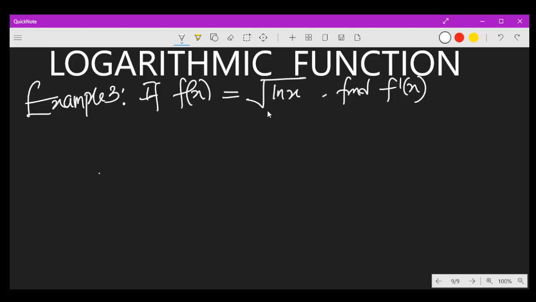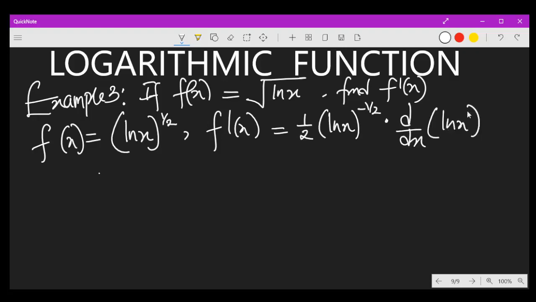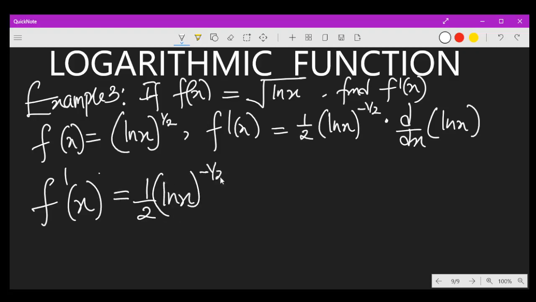So if f of x is the square root of ln x, to find f prime of x, I've done this example earlier in one of the videos. You are going to apply the chain rule twice. Before you write it, you are going to have ln x all raised to power one half. So f prime of x will fall into 1 over 2 onto ln x raised to power minus 1 over 2, times the derivative of ln x.